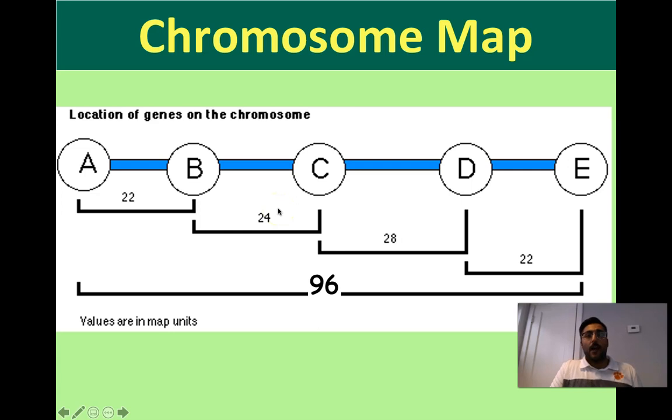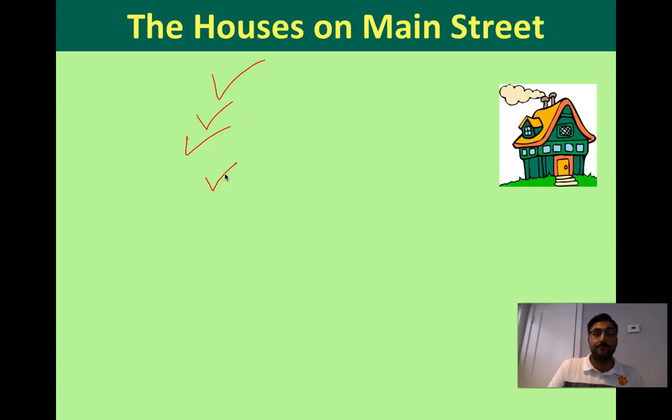And so I can safely say that gene A and gene E are more likely to cross over or separate during meiosis than genes B and C, or even B and D, or any of those other combinations that are less far apart. The closer together you are, the more likely you are to stay together. The further apart you are, the more likely you are to split apart.